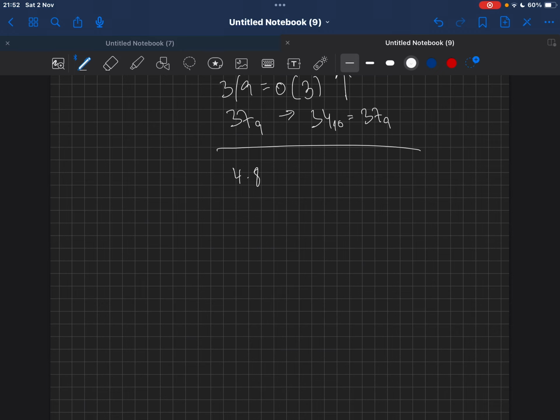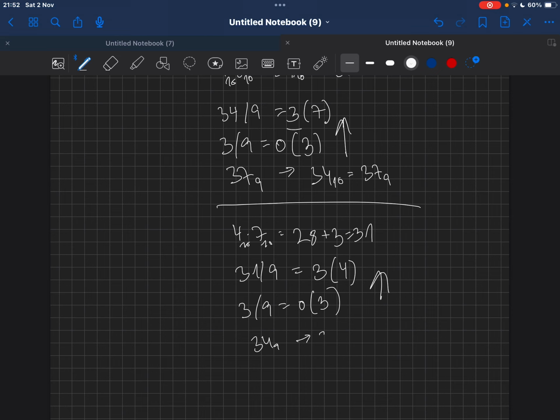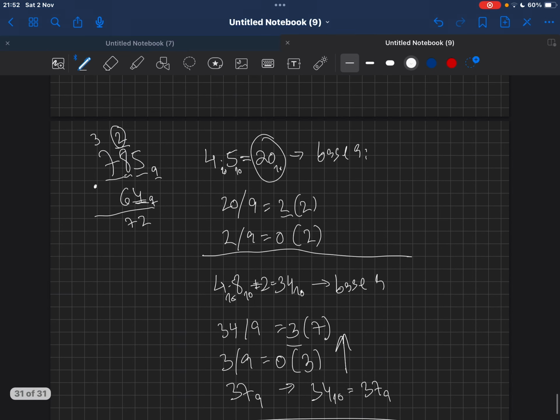Now in order to continue, you take 4 times 7 in base 10, it equals 28. Now don't forget to add the 3, so it's 31, and we get 31 divided by 9 equals 3, and remainder of 4, and then 3 divided by 9 we get 0, remainder 3. It means 31 in base 10 equals 34 in base 9.